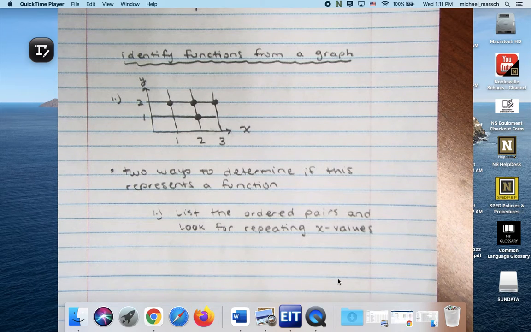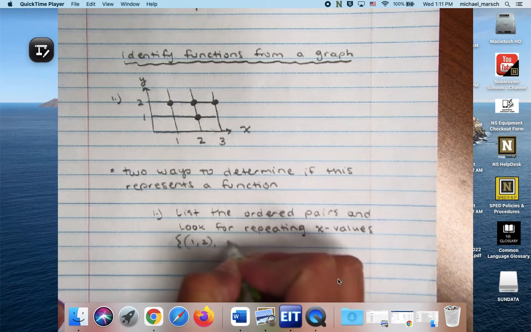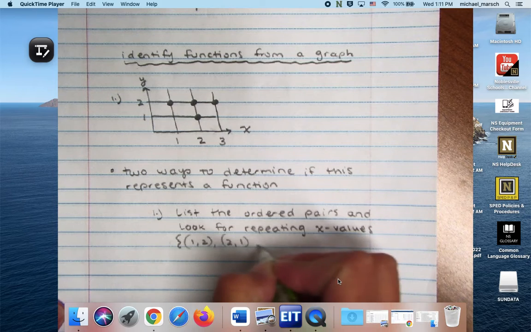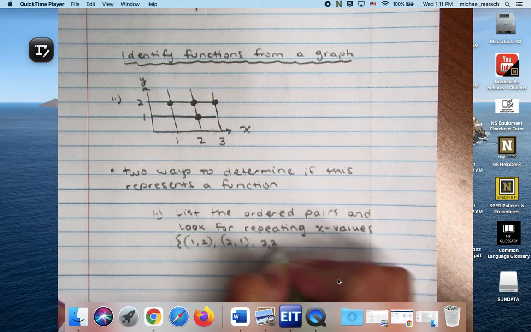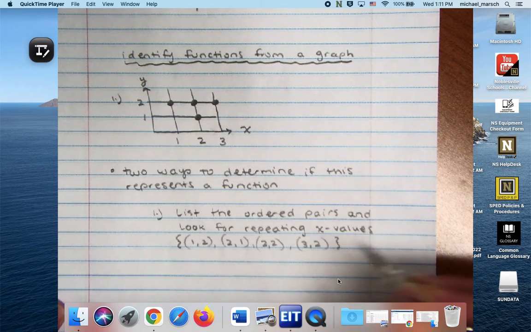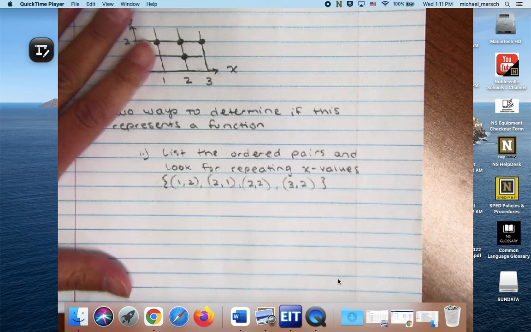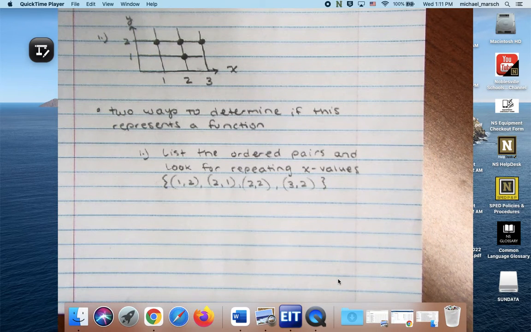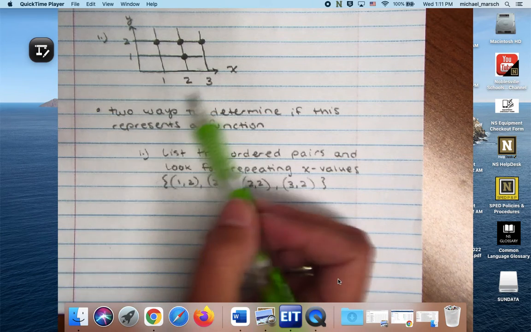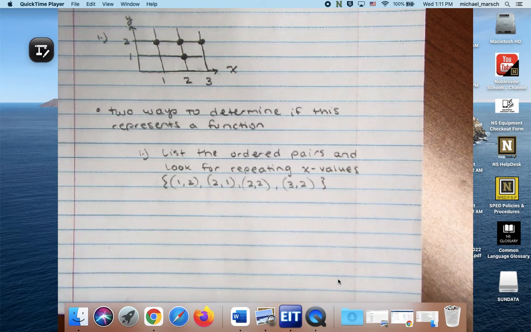What are they? Eden? 1, 2, 2, 1, 2, 2, 3, 2. Perfect. Right, because you go over 1 up 2, over 2 up 1, over 2 up 2, over 3 up 2.